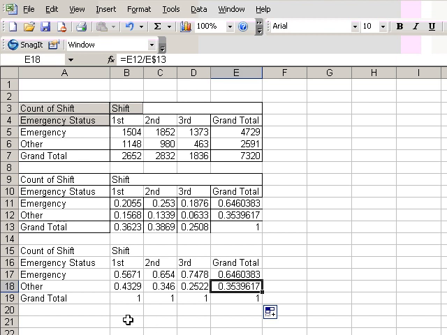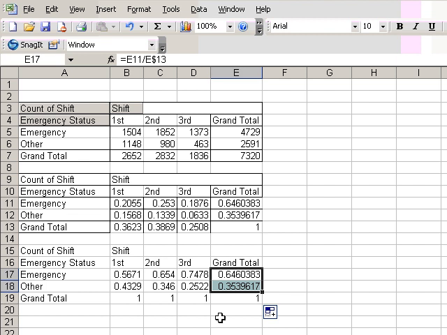Now we can address the issue of mathematical independence. If these values in each of these three columns, the conditional probabilities, are equal to the column marginal probabilities, then shift and emergency status are mathematically independent of one another.